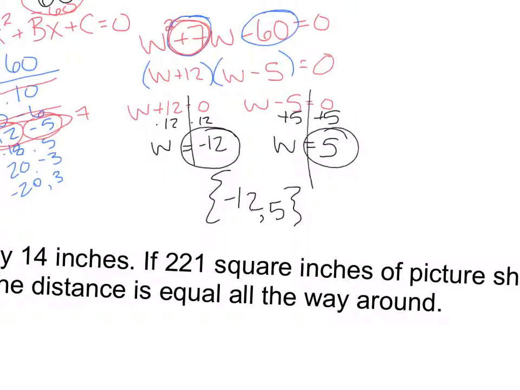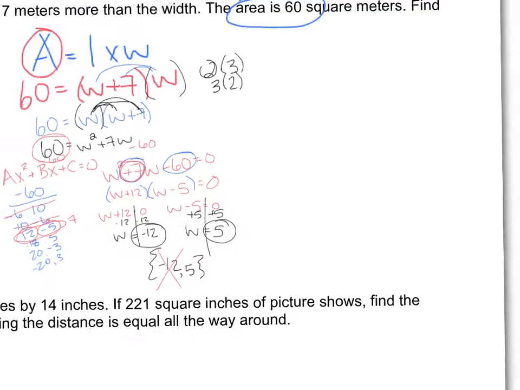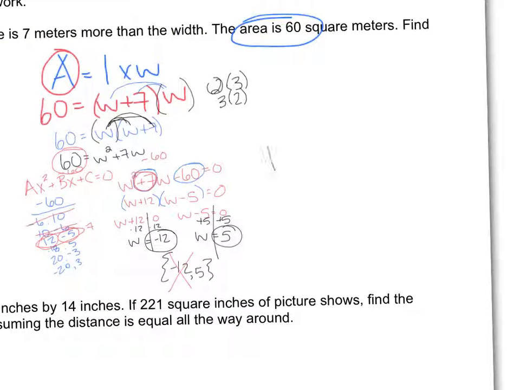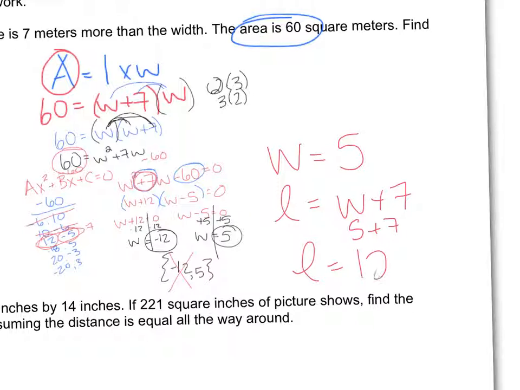It just doesn't make sense to have a negative length. So since we're using application, the -12 is not going to be an answer for us, because it doesn't make sense in this problem, in this application. So our answer would be the width is 5. If I know the width, I can find the length because it said that the length was the width plus 7. So it'd be 5 plus 7. So the length is +12.